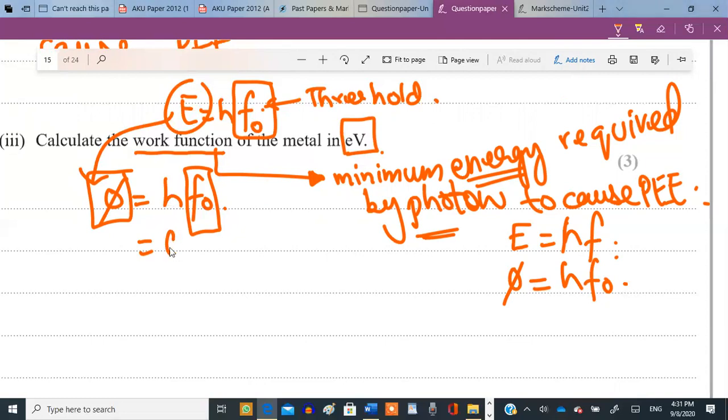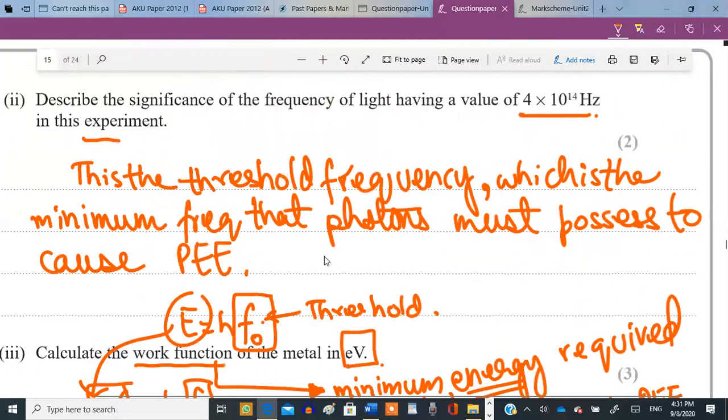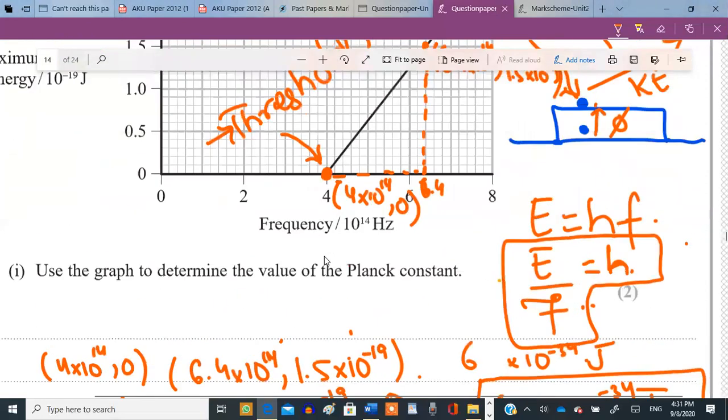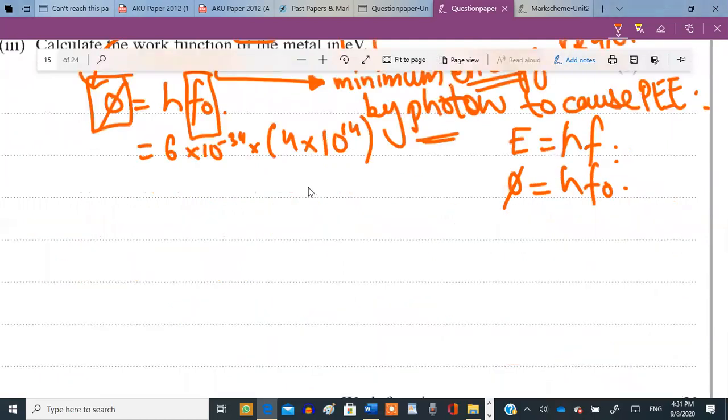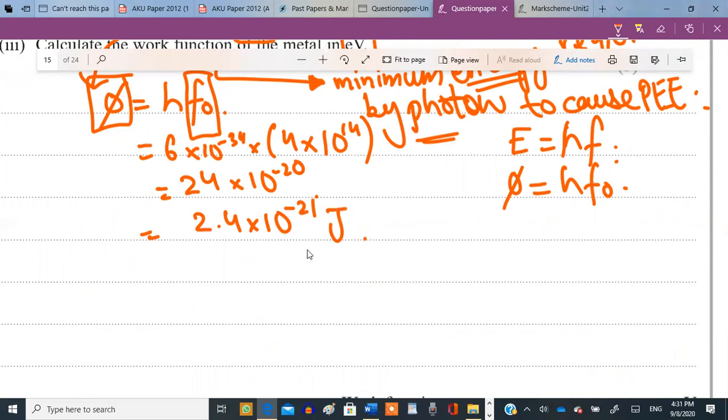The value for h is fixed. It's 6 raised to the power of minus 34. The value for frequency given to you is 4 raised to the power of 14 hertz. And when you multiply them, you get an answer. 6 times 4 is 24 raised to the power of minus 20. And this will give you 2.4 raised to the power of minus 21 joules. Now, this is the answer for work function in terms of joules.